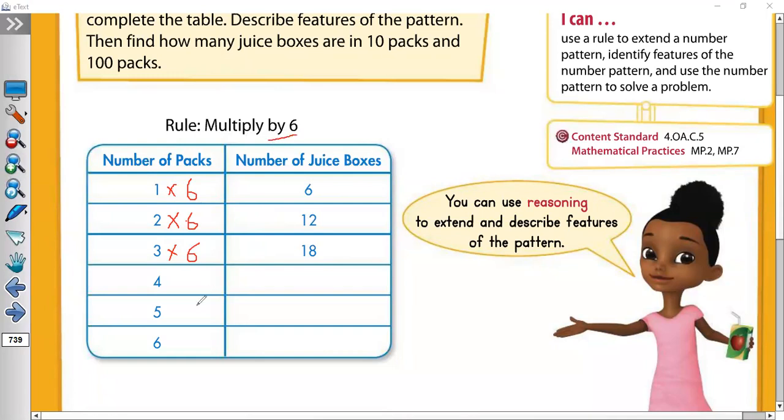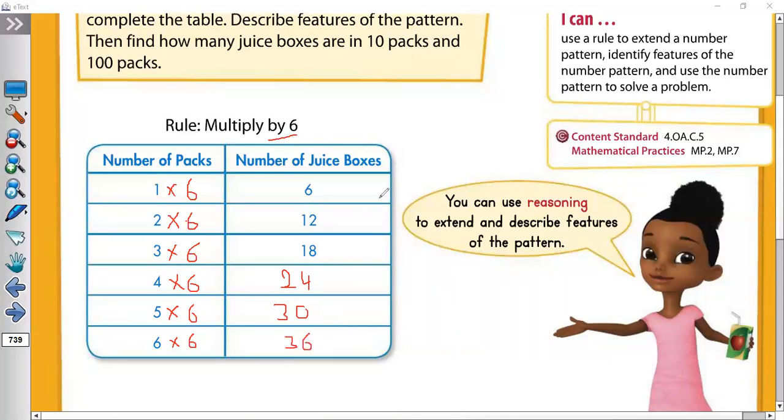Let's complete the table. 4. We are going to multiply 4 by 6. 4 by 6 equals 24. 5 also multiply by 6. 5 times 6 is 30. Also here 6 times 6. 6 times 6 is 36.